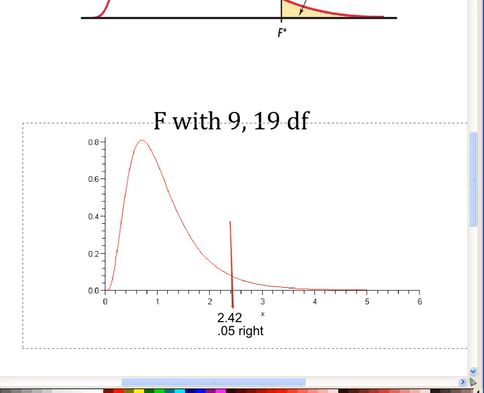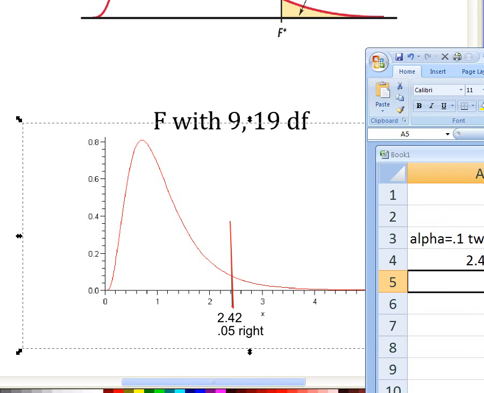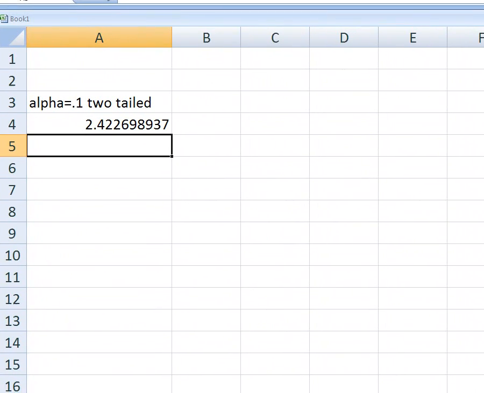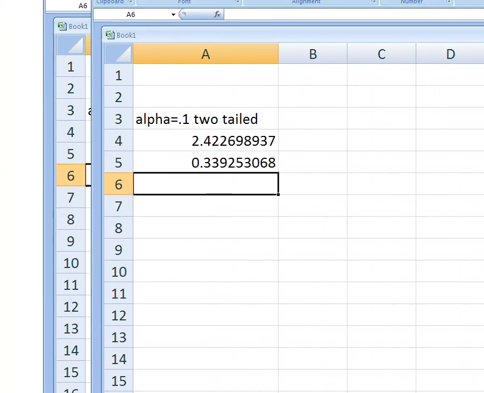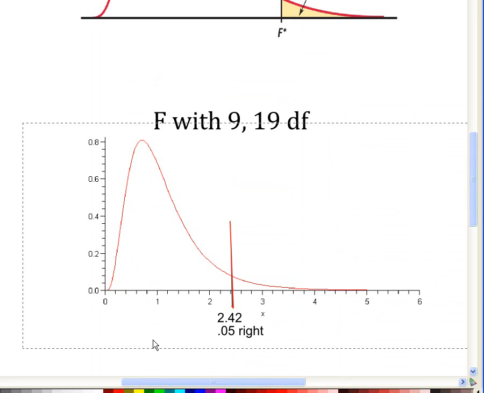Now let's go back to Excel and figure out what that F critical value would be on the left. To do that, we can use equals FINV. The way the tables and Excel work here for the F is that we have to tell it how much area is in the right. So if there's 0.05 on the left, there's 0.95 on the right, and we have to tell it the degrees of freedom again: 9 numerator, 19 denominator. And that F critical value is approximately 0.34. So we'll type that over here.